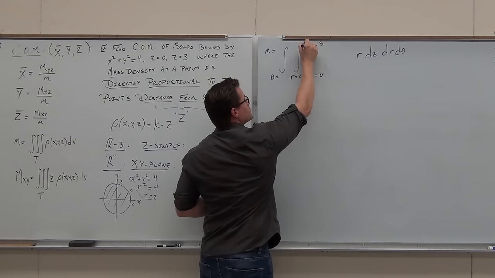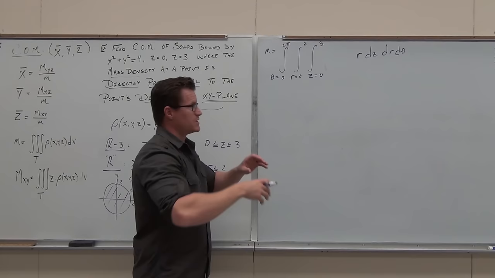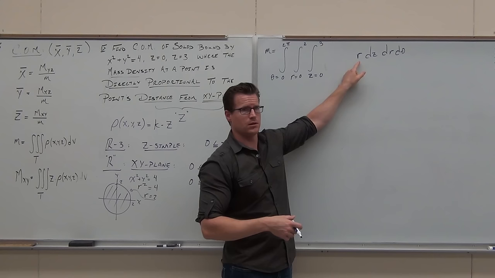It's looking pretty good to me. Did you guys get the same setup? Yep. Just make sure your variables match. That's really all we're doing here. As long as we have cylindrical setup, we're good. DZ and then polar. Do you have your R? Yes. It's a big idea.